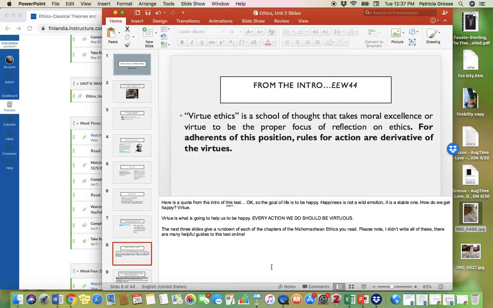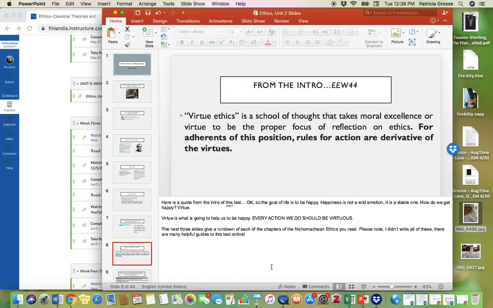So here's a quote from the introduction of our text. Virtue ethics is a school of thought that takes moral excellence or virtue to be the proper focus of reflection on ethics. For adherents of this position, rules for actions are derivative of the virtues. The goal of life is to be happy. Happiness is not a wild emotion, it is a stable one.